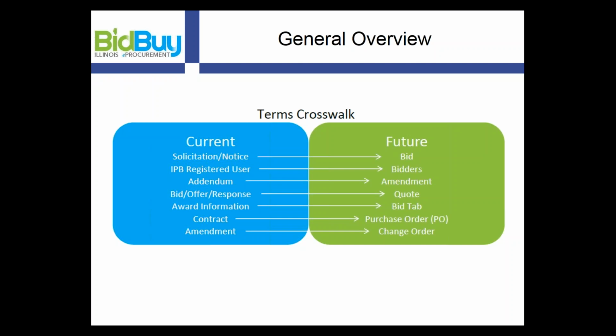The current term that is used is a solicitation or notice, and within BidBuy, this is called a bid. The current term IPB registered user is now a bidder in BidBuy. An addendum is called an amendment in BidBuy. The bid, offer, or response is called a quote in BidBuy. Award information is the bid tab. The contract is the purchase order within BidBuy. And an amendment is the change order.